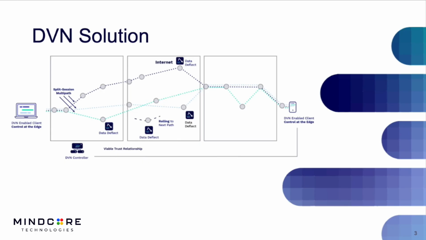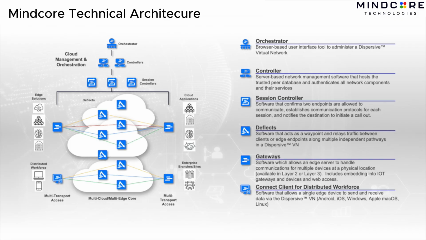Inspired by battlefield proven wireless radio techniques, the Dispersive platform dynamically splits session level IP traffic at the device, edge, or cloud into smaller, independent, and individually encrypted packet streams. The Dispersive architecture is made up of multiple components that work together to form the complete solution. The solution has two planes of operation, the control plane and the data plane.